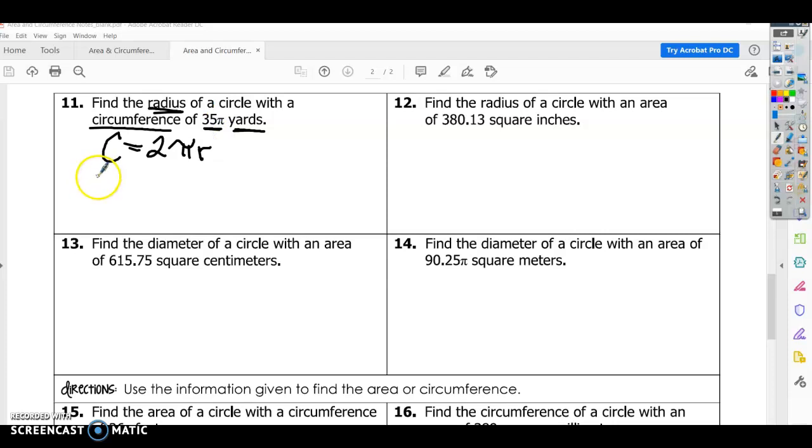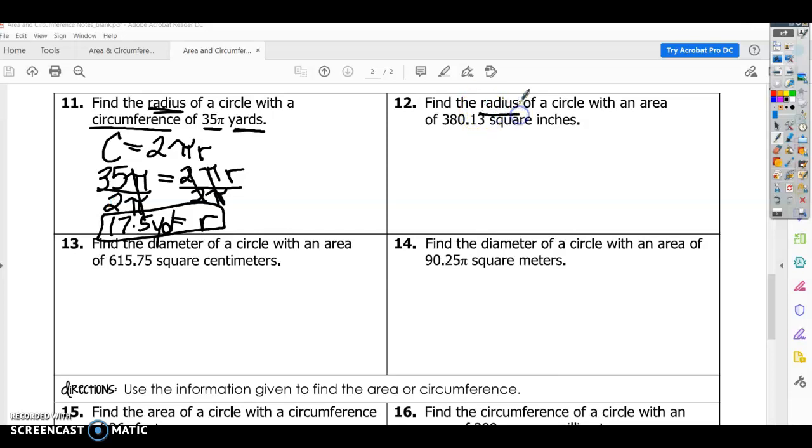So we're going to take 35 pi equals 2 pi r. And then we are solving for r, so we're trying to get r by itself. So we're going to divide by 2 pi. So everything cancels here and leaves just r. The pi's cancel here, and we have 35 divided by 2, which is 17.5. And we're talking about yards, so it's going to be in yards. So 17.5 yards.